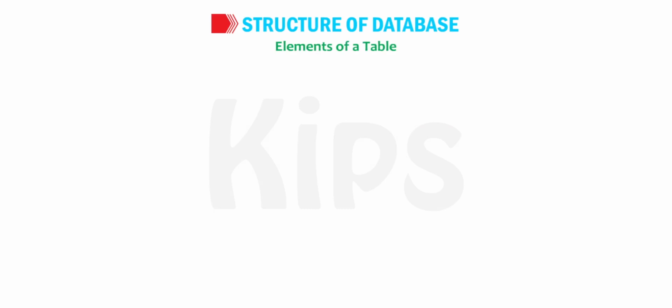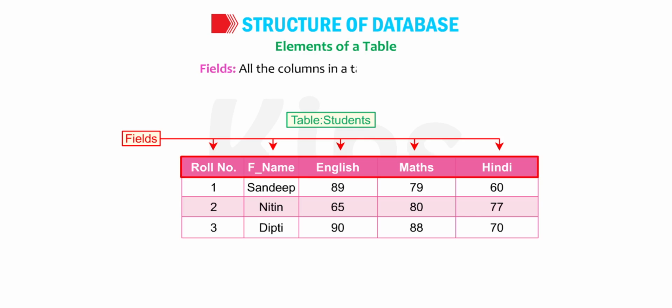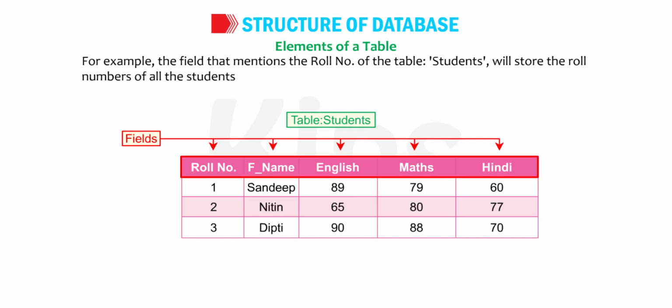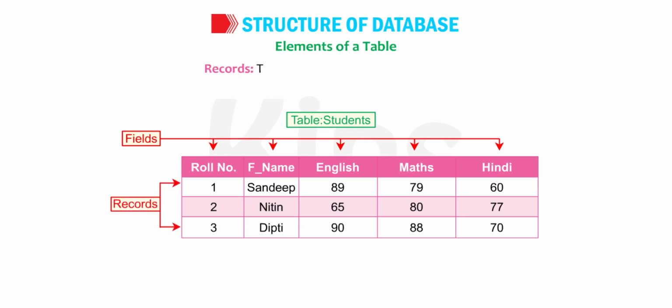Elements of a table. Fields. All the columns in a table are called fields. A field describes a particular attribute of all the records in a table. For example, the field that mentions the roll number of the table, students, will store the roll numbers of all the students. Records. The rows in a table are called records.